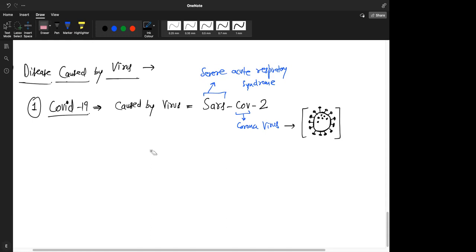And how to diagnose COVID-19? Either a rapid antigen test or a real-time polymerase chain reaction, RT-PCR test. These are the two methods. Okay, so is it clear, everyone?